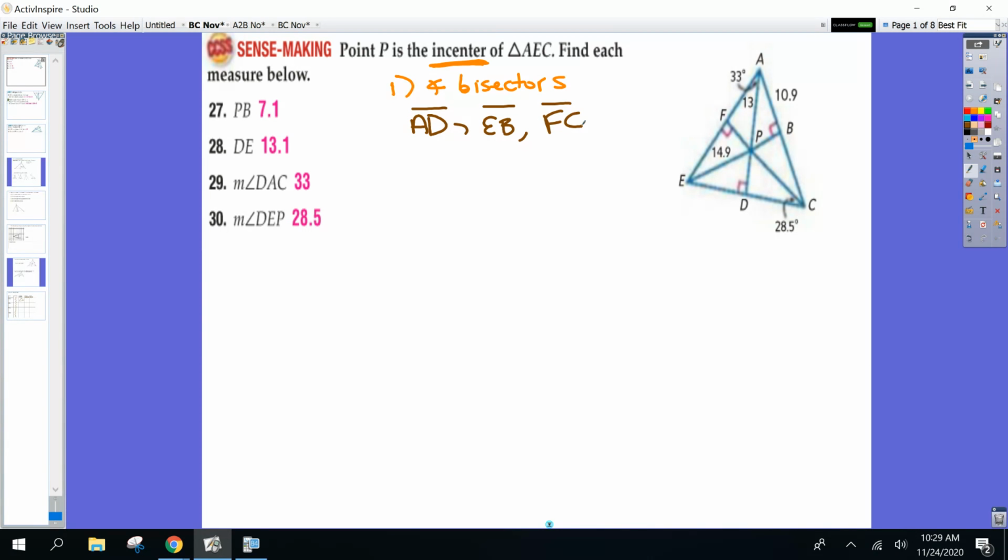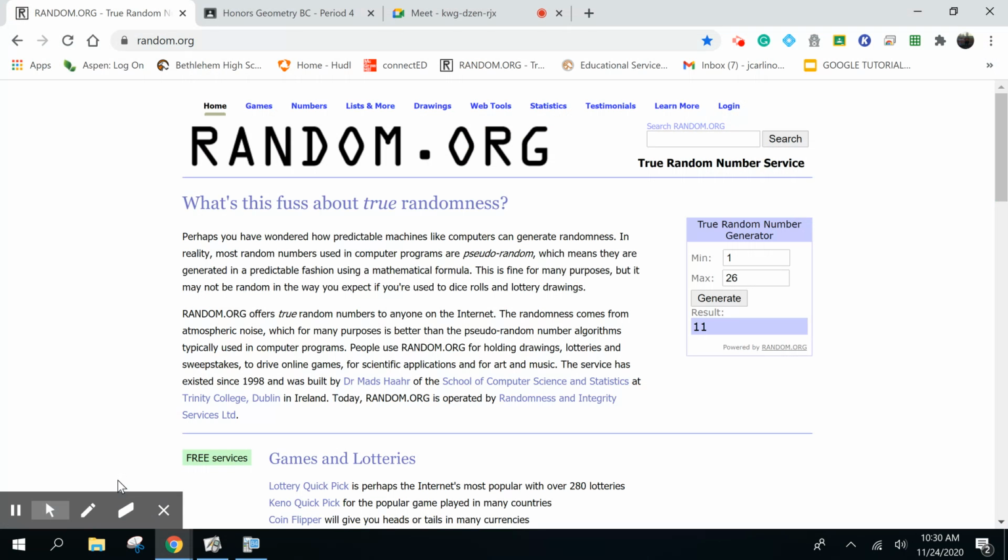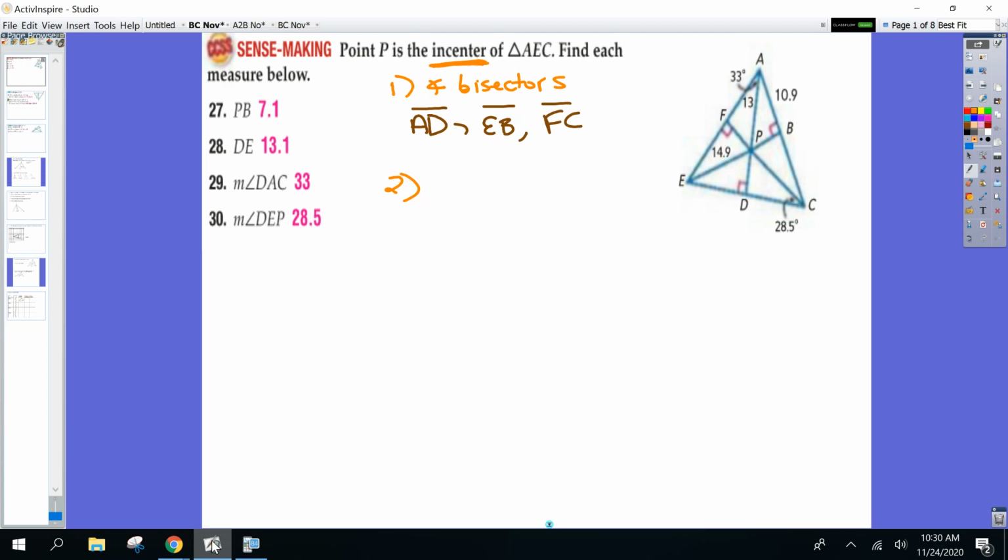This may not have anything to do with number 27, but I want to make sure we review everything. If P's the in-center, that means any line segment that goes through it has to be an angle bisector. One more fact about an in-center. What else should I know about an in-center? One more huge fact. Omni, what else should I know about an in-center? It's equidistant from all the sides. Thank you. It is equidistant from the sides. Beautiful.